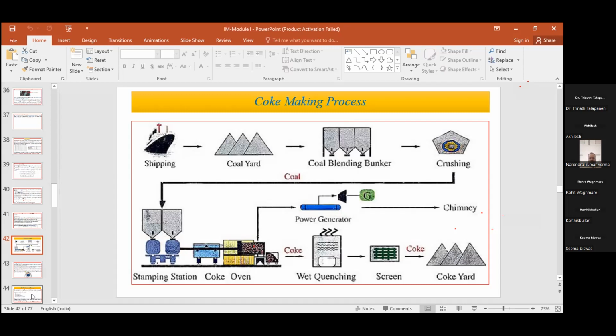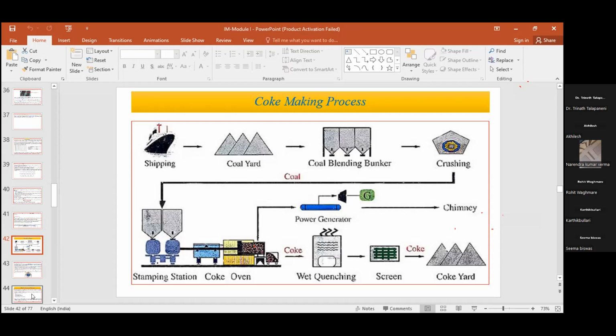we subject it, if it is Indian coals, then we need to subject it to the washing process. If it is an imported coal, then we can directly utilize it for the coke making process. The only thing is the comminution, that is sizing, which we need to do, and then blending we need to do. Okay.